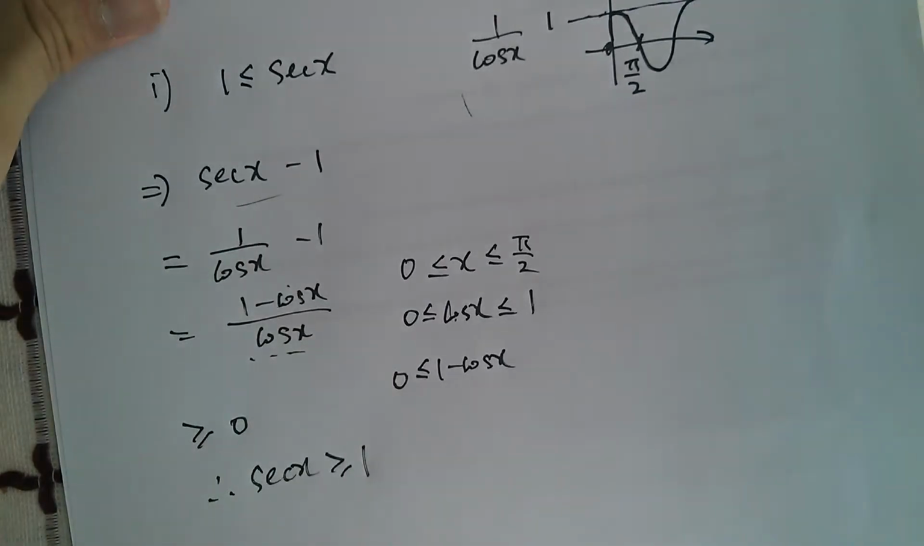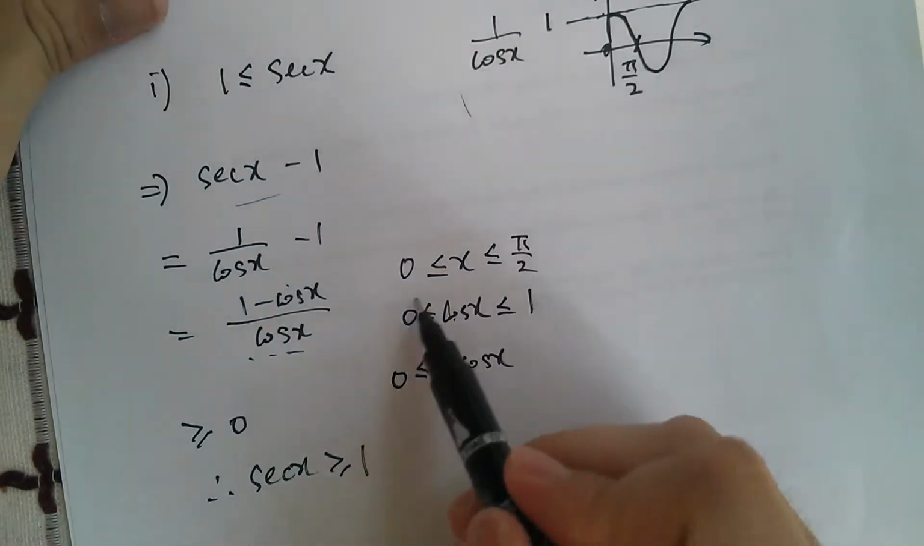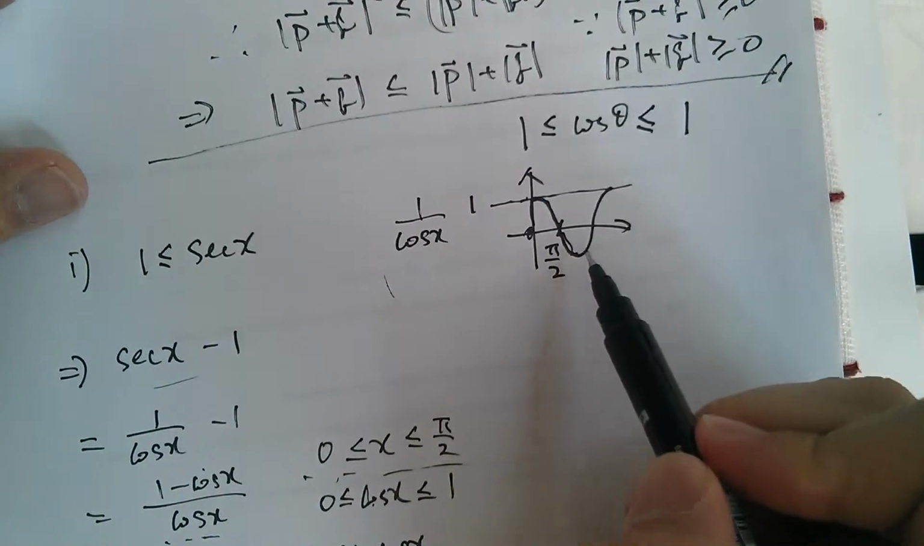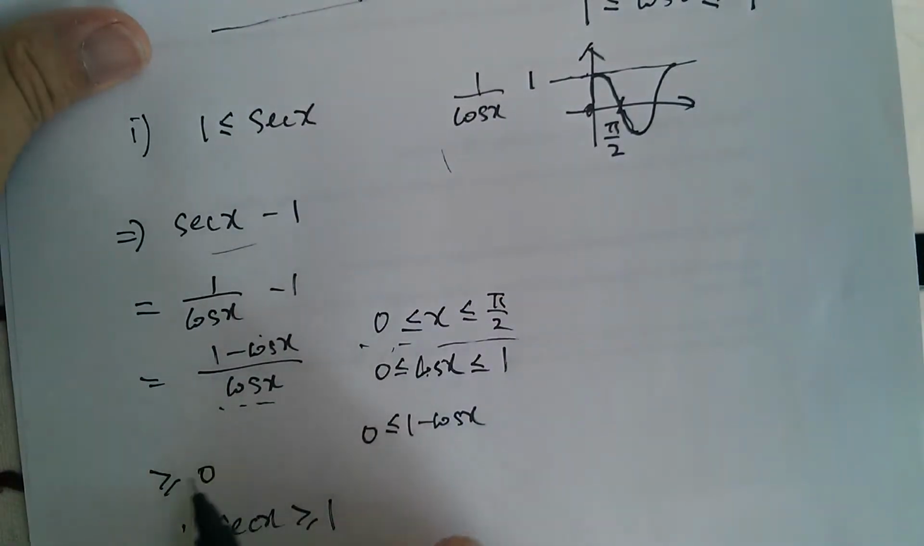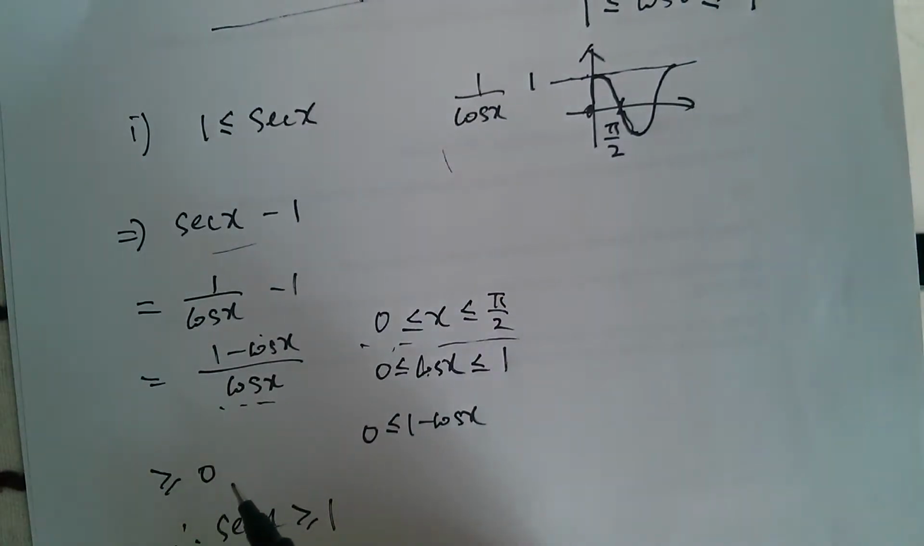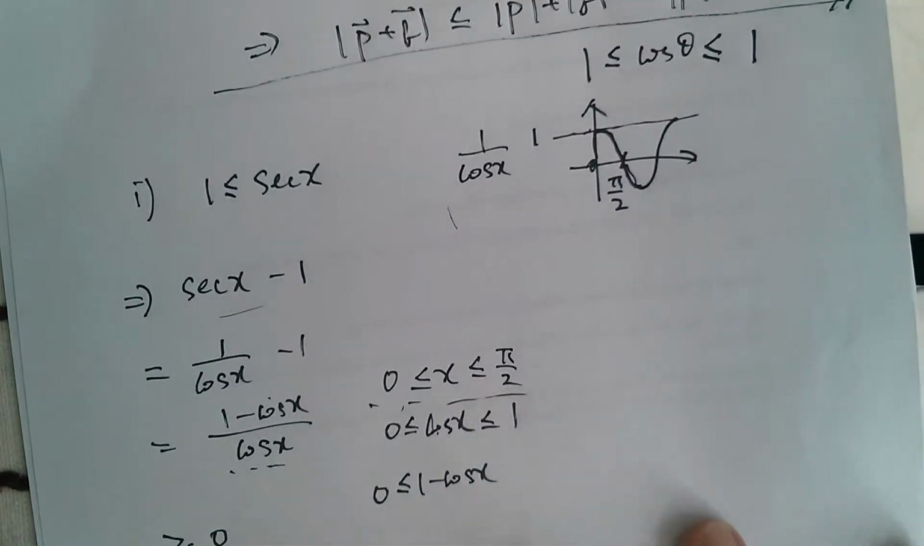So that's the left-hand side. Mind that this is important, because if you have another range, then cosine could be negative. Then this could be negative, and this is no longer true. So the range matters, the domain matters, you can call it the domain.